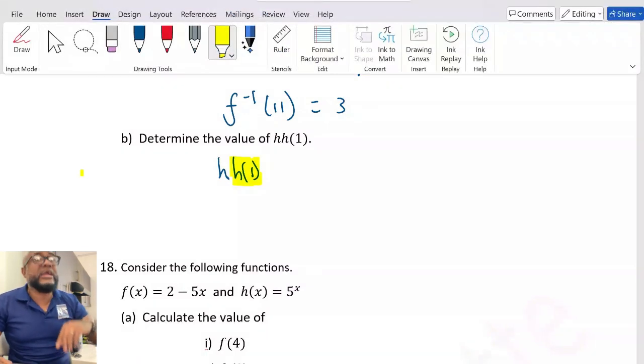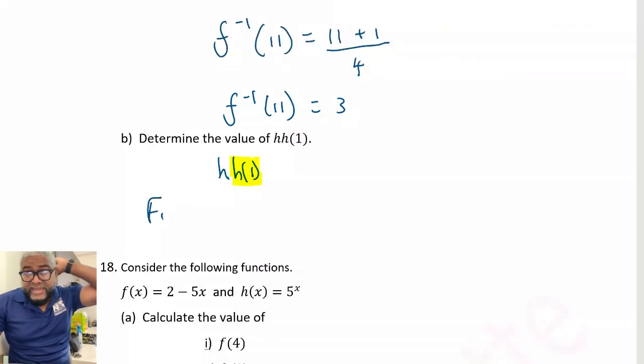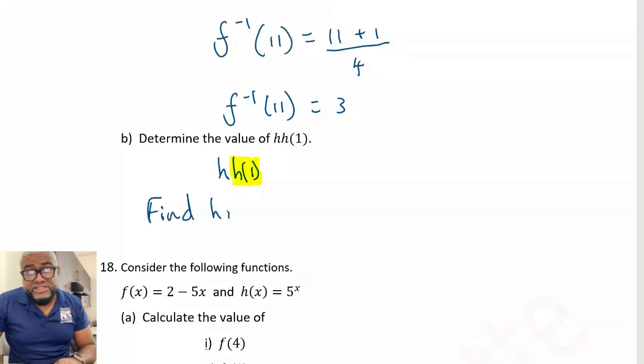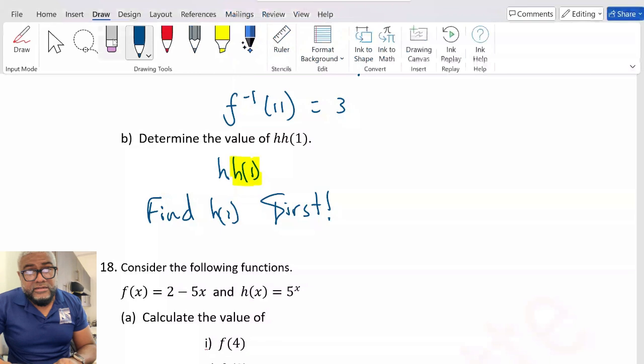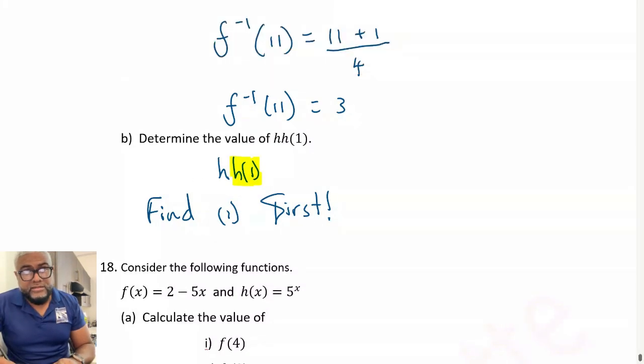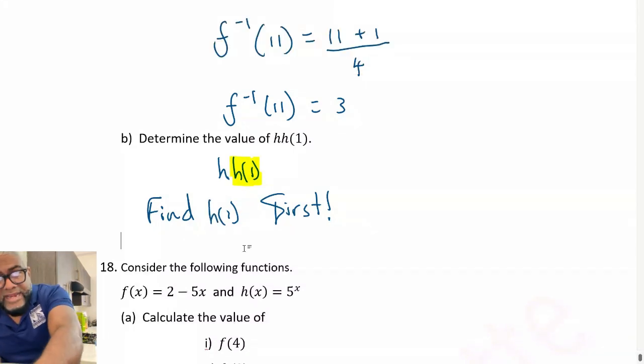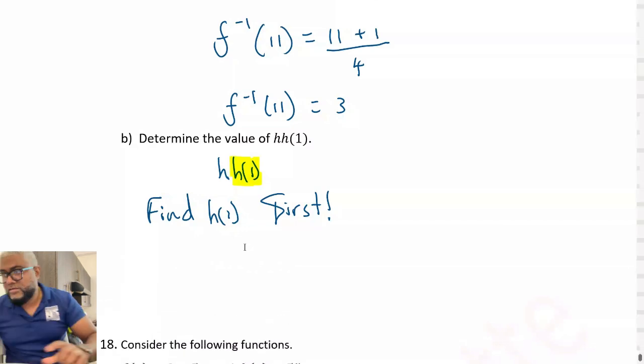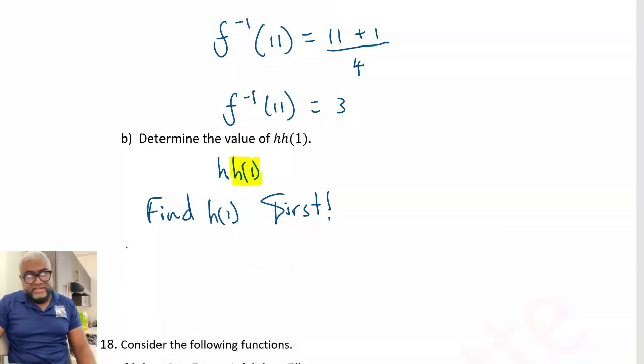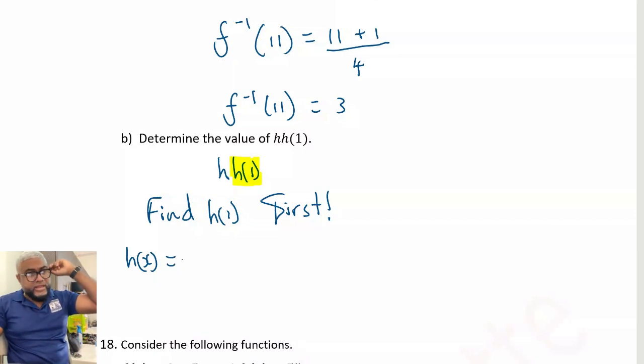And then whatever we get, you're actually putting it in h. Right? That's the idea behind this. So find h of 1 first. Amani, what's h of x? You write it down? What is h of x equal to, Amani?